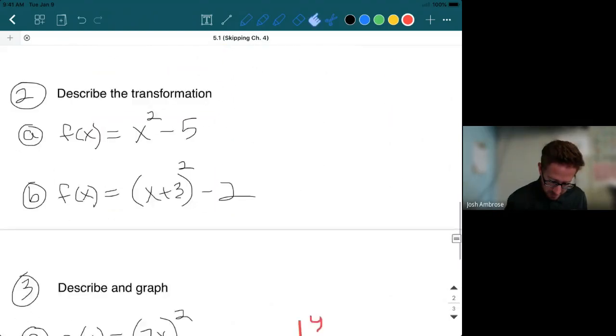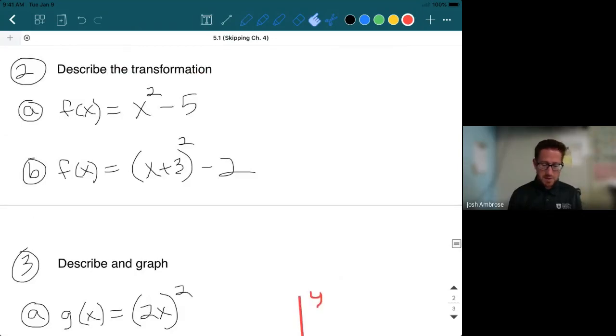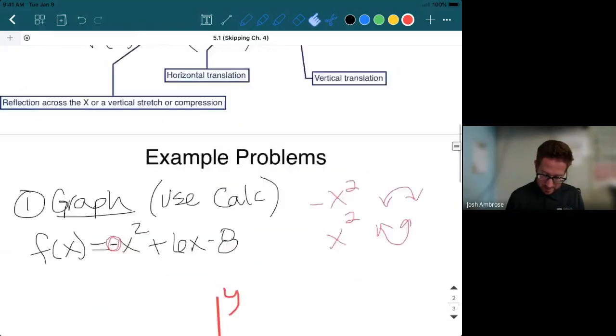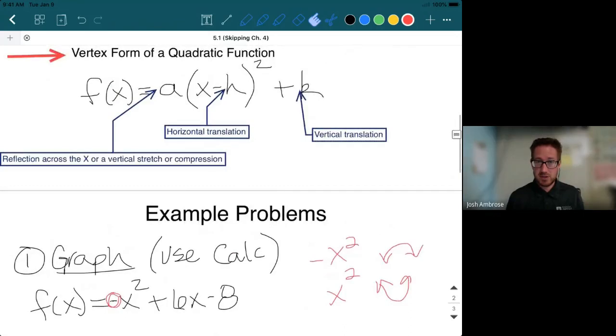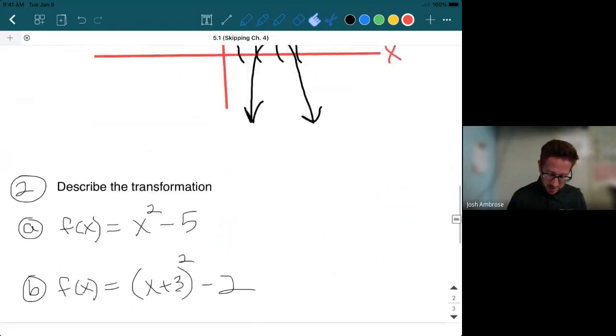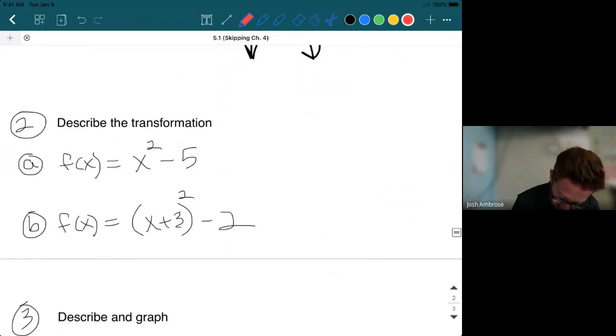Let's go in. And number 2, this is all about just describing the transformation. So I'm not making you graph these. We just got to talk it through and basically say what is happening here. All right, you see an x squared, so we know that it is a quadratic. And you notice that minus 5 is by itself. It's not in parentheses with the x. So that would mean that we are looking at the k value. So that's just the vertical translation that it is affecting. So this would be down 5.